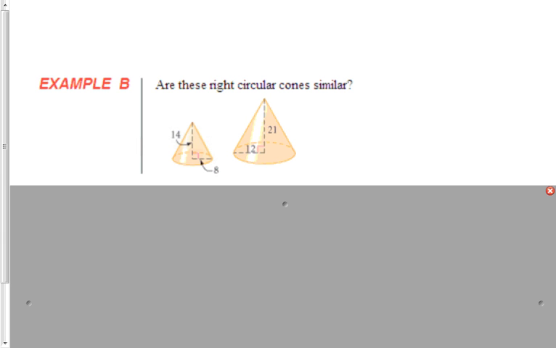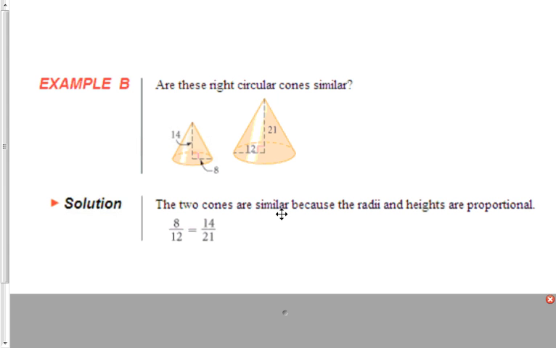Example B, are these right circular cones similar? The two cones are similar because the radii and heights are proportional. 8 over 12 equals 14 over 21.